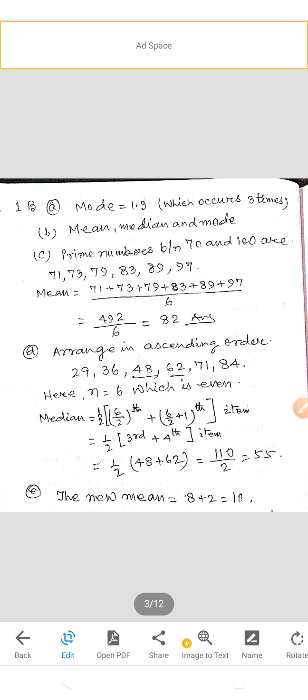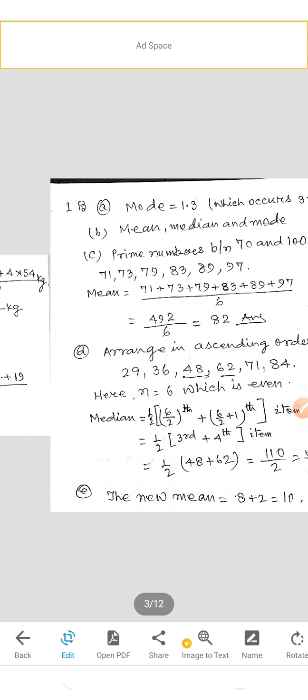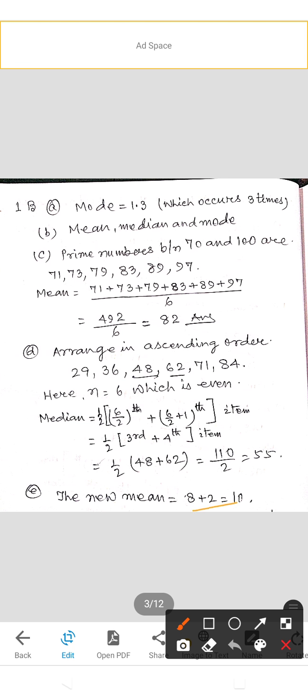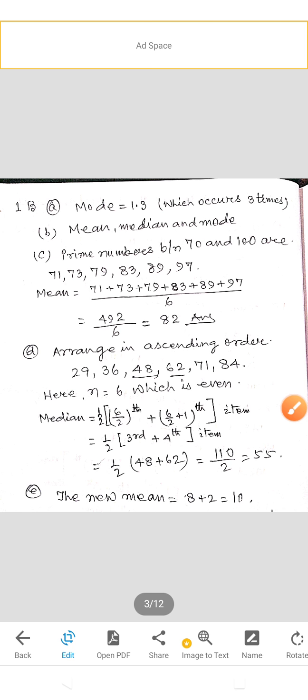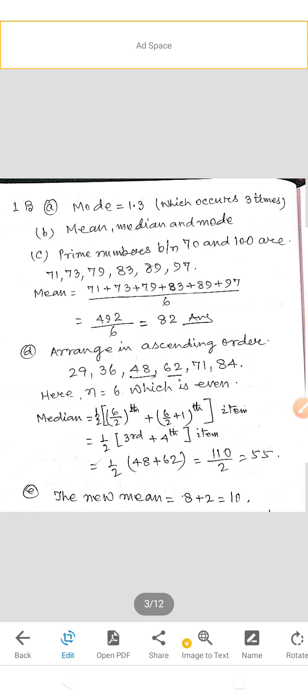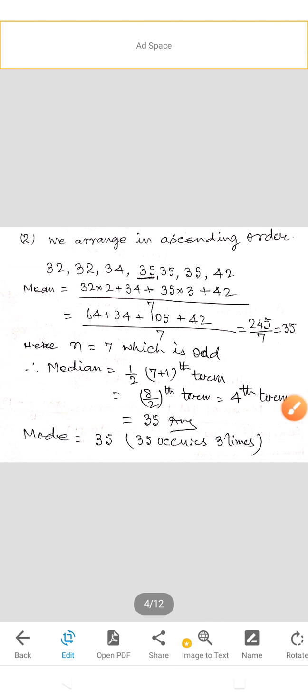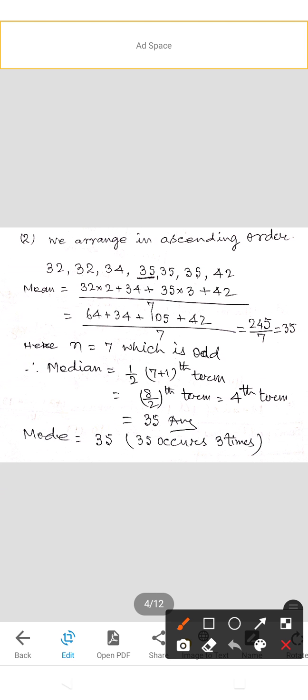The new mean equals the old mean plus 2, so adding 2 equals 10. So the new mean equals 10. Question number 2. Find the mean, median and mode of the given data.